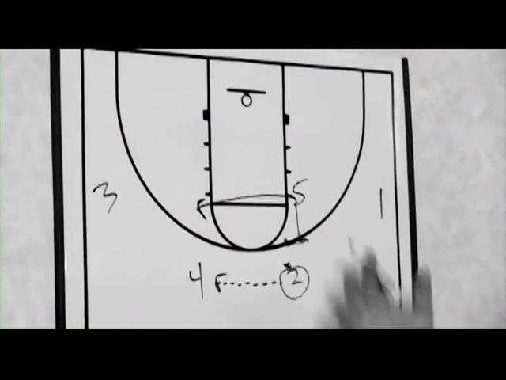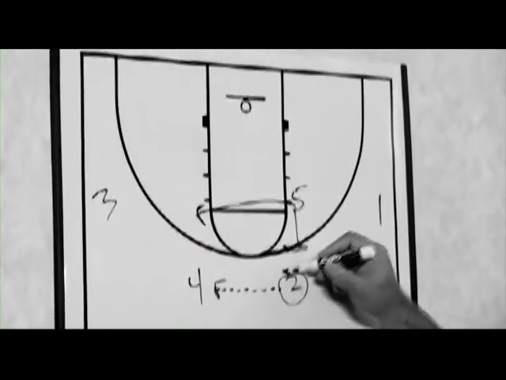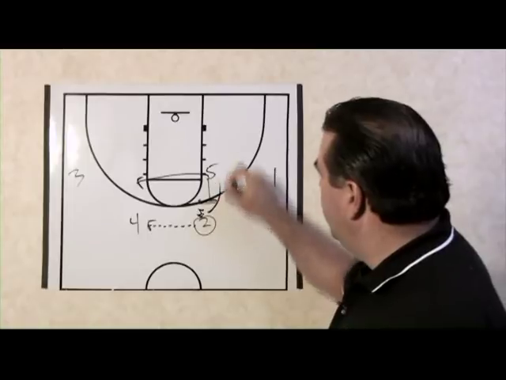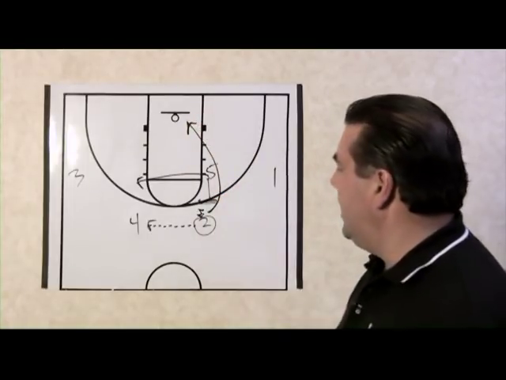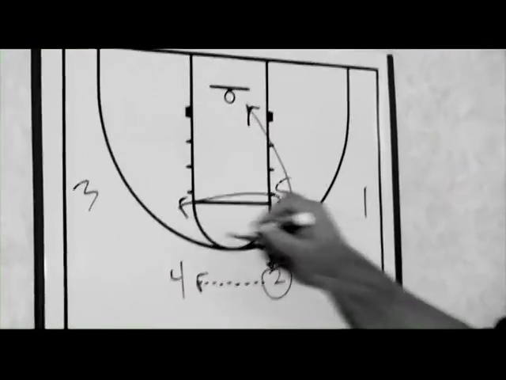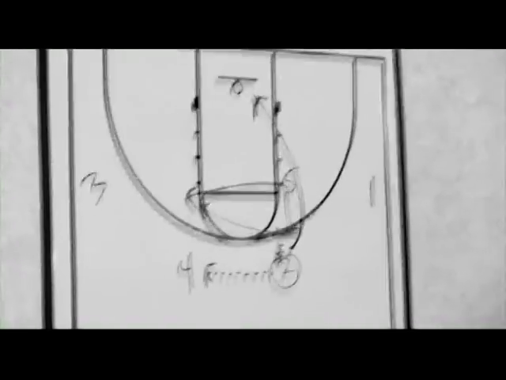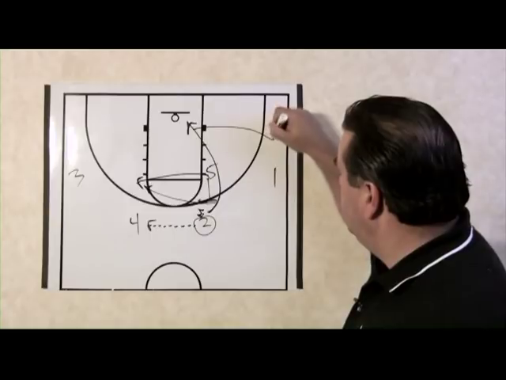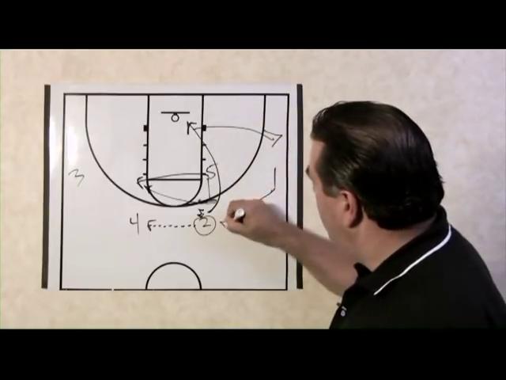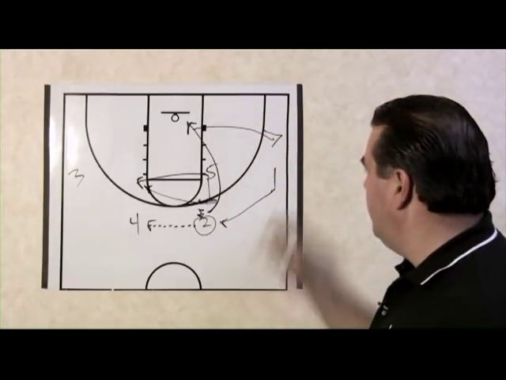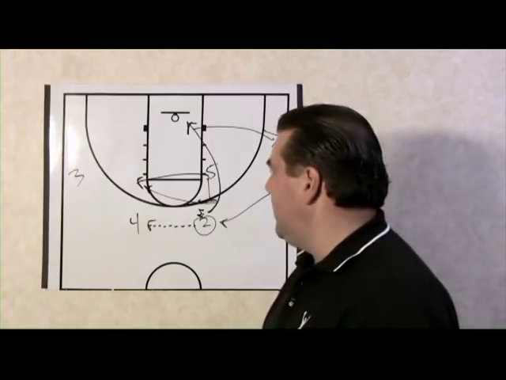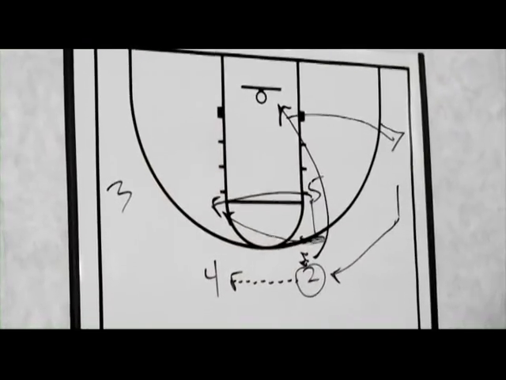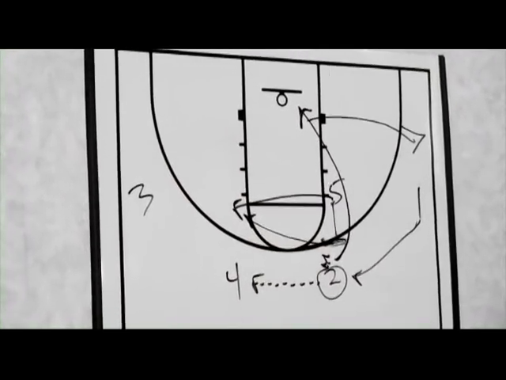If 5 decides to set a back screen, then that's just an opportunity to get 2 open, cutting to the basket. As soon as 5 sets the back screen, then he would immediately follow the ball back over to the ball side elbow. If 2 didn't get the pass from number 4, immediately 2 would pop out and 1 would fill quickly. As soon as 2 left, 1 would fill his spot on top to keep the spacing, that 4 high spacing that we talked about earlier, with 1 now taking 2's spot.